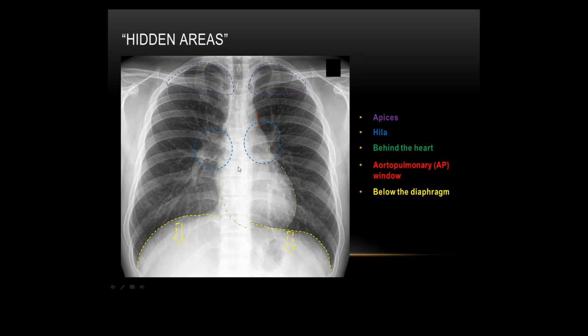Below the diaphragm is very, very tricky, particularly if you've got quite a large patient, because you can't see anything in these extreme lung bases. But on this chest X-ray, you can still see a bit of lung down here, so you can sometimes see it. We had a case recently where there was a little bulge here, and this was thought to be what's called diaphragmatic eventration. Has anyone ever heard of diaphragmatic eventration?